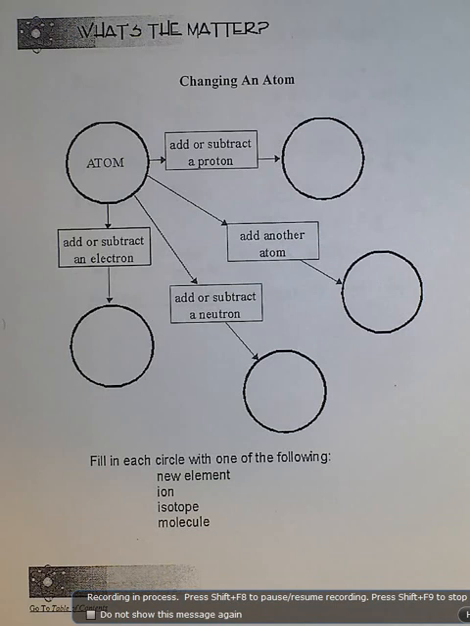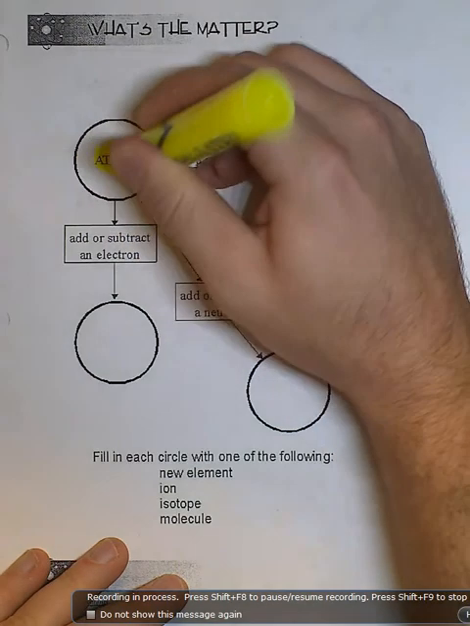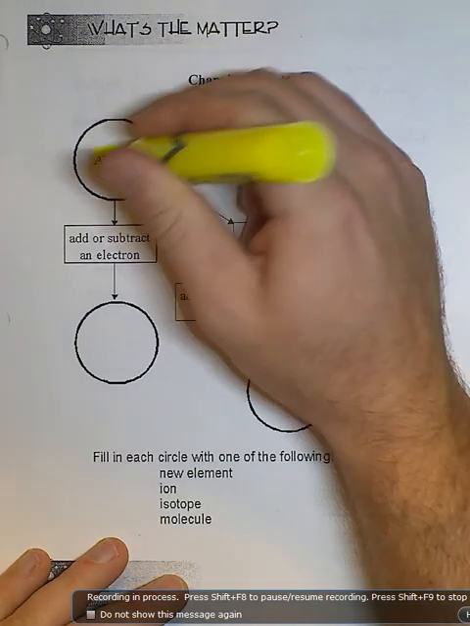What is matter? We're going to cut this out, and this is going to go on page, I believe, 25 of our notebooks. I think that's where we left off. Okay? So what we've been dealing with lately is atoms. Now we're going to start doing different things to them.